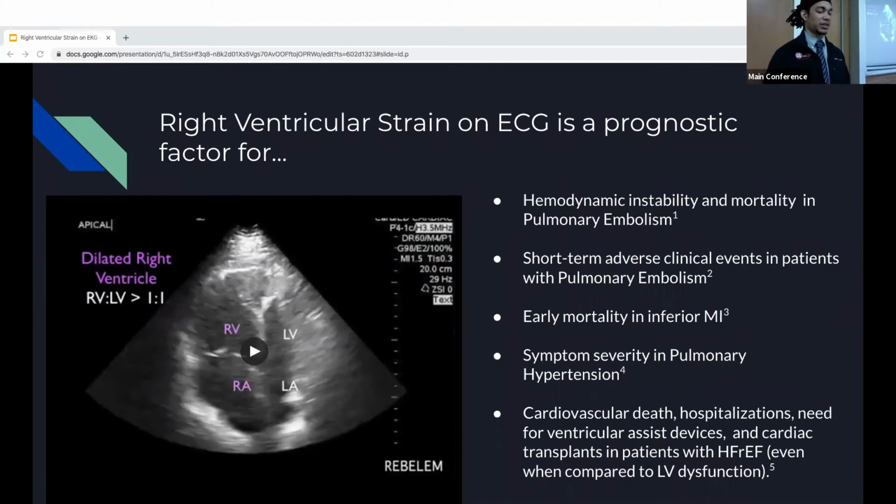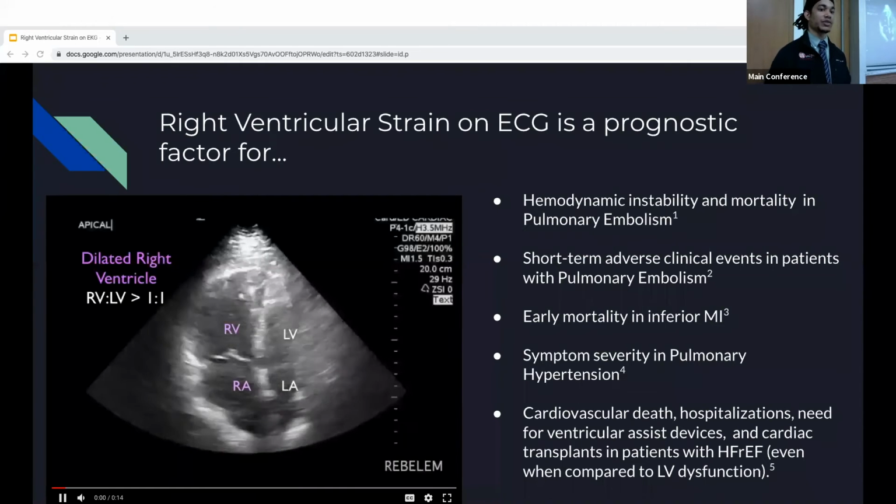Finally, one of the studies that was most interesting to me looked at patients with HFrEF, or heart failure with LV systolic dysfunction. If you control for their systolic dysfunction, those with right ventricular dysfunction on top of their LV dysfunction had higher incidences of cardiovascular death, hospitalization, need for LVADs, and cardiac transplant. So isolated RV dysfunction on top of the LV dysfunction, or isolated RV strain on EKG in patients with HFrEF, was associated with worse outcomes. So we know that RV strain is important.